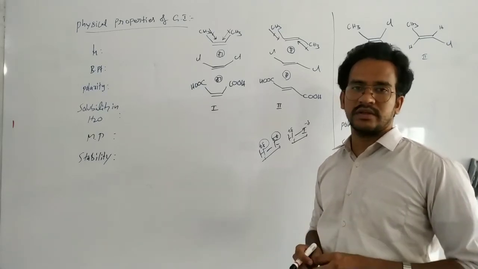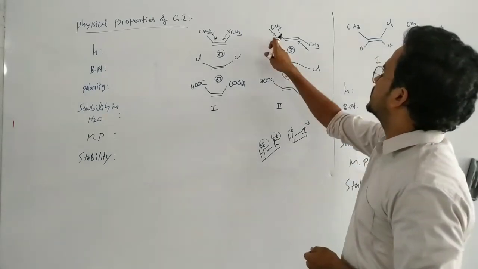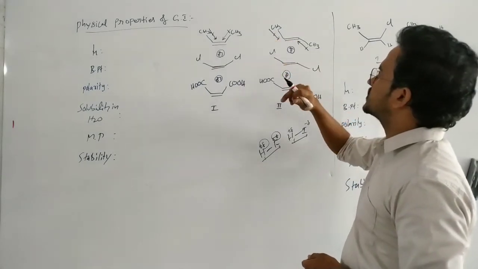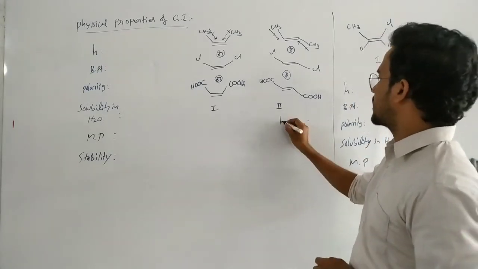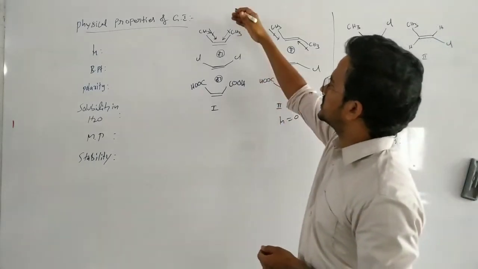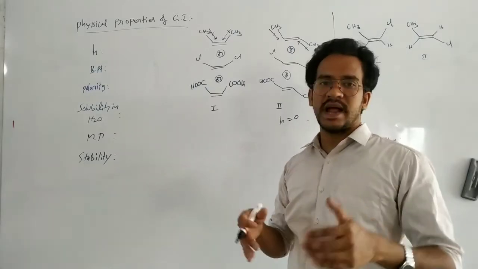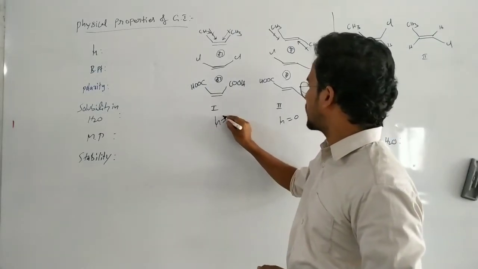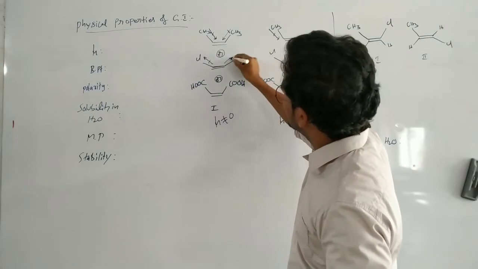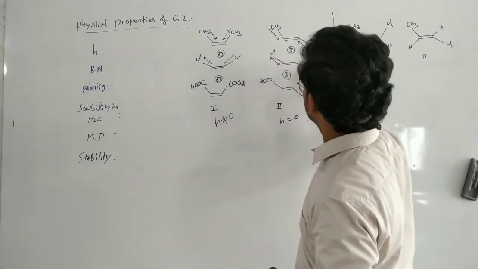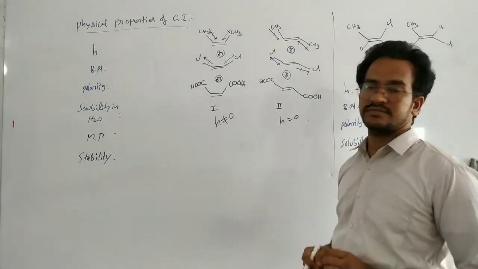So for polyatomic molecules, we can take the sum of all individual dipole moments. If we add these two dipole moments in opposite directions, they cancel each other, so its dipole moment value is 0. But in this case, both are in the same direction, so the magnitudes add. So here the dipole moment is not equal to 0. Chlorine is more electronegative, pulling towards itself here and towards chlorine here, opposite directions, so they cancel each other. Similarly for fumaric acid and maleic acid also.